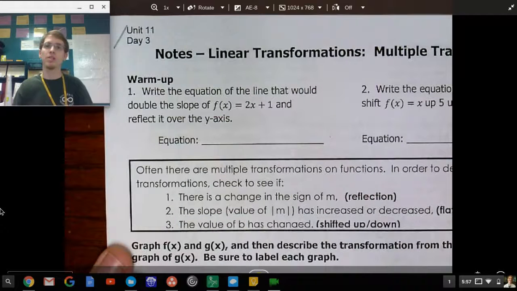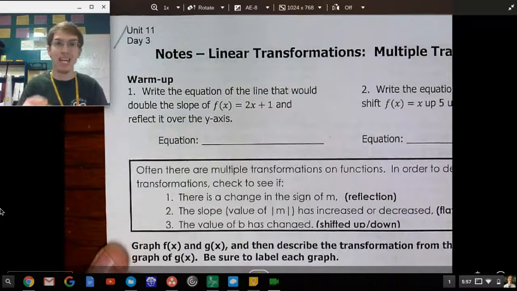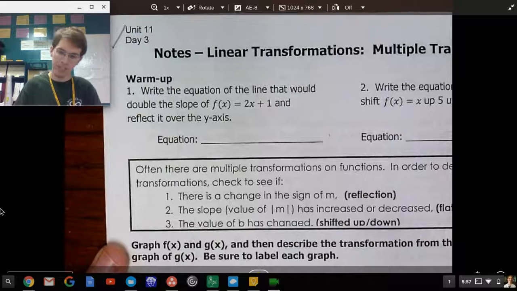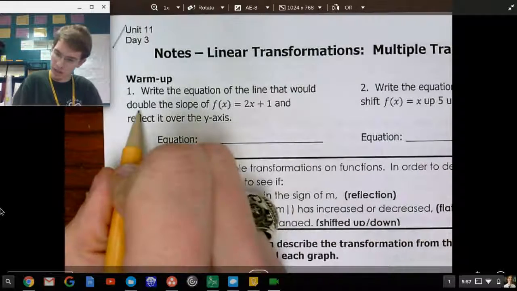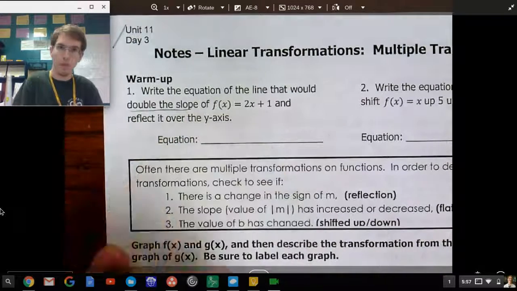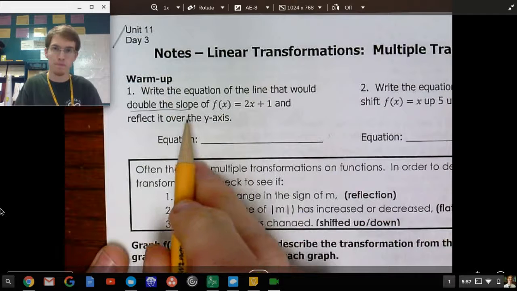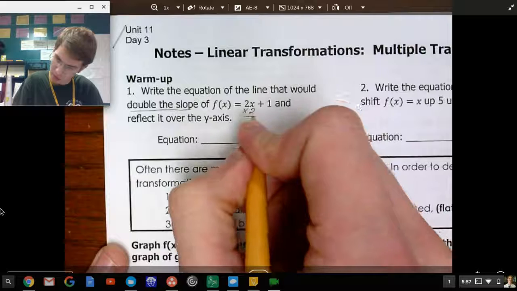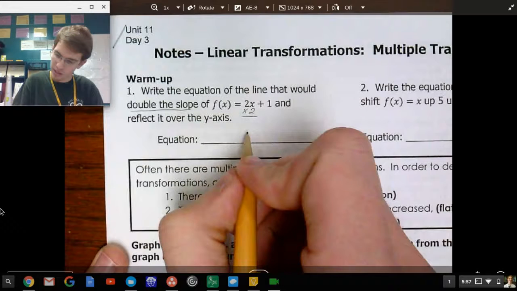Write the equation of the line that would double the slope of f of x equals 2x plus 1 and reflect it over the y-axis. Okay, so we have two things at play here. First is that it's going to double the slope. Well, what is the slope of this line? It's 2. It's always in front of the x, so we're doubling that. So it means multiply by 2. So our slope is now going to be 4.